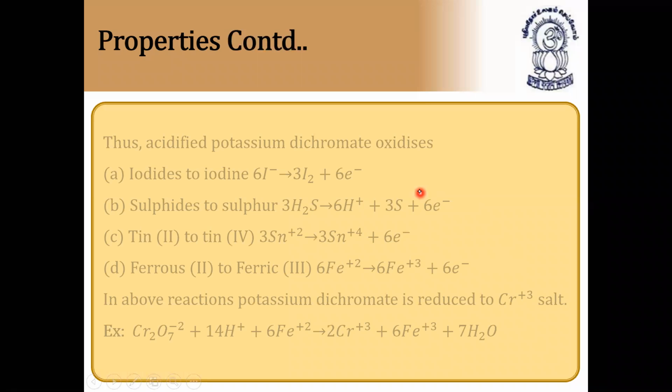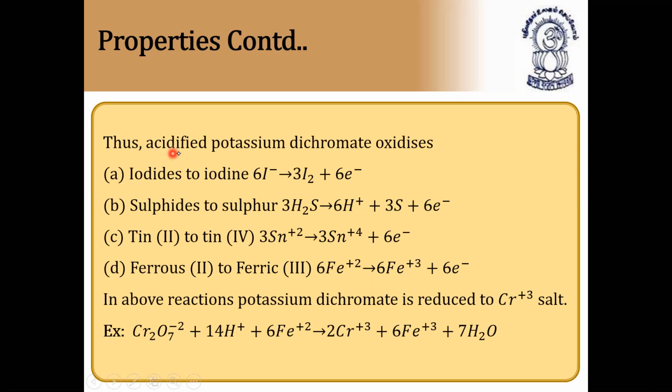Let us see the properties continuation. Thus, acidified potassium dichromate, as it is a good oxidizing agent, oxidizes iodides to iodine. What is the oxidation number of iodine here? It is -1, and it changes to 0. So -1 to 0 means an increase in oxidation number. As it is an increase in oxidation number, it is called oxidation.